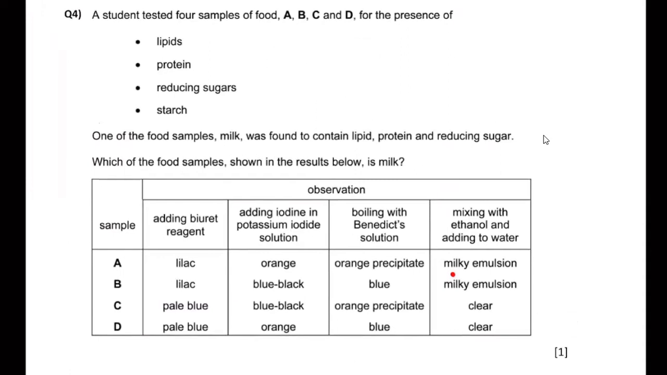A. Yes, correct. When you add biuret reagent and if protein is present, तो आपके पास lilac color आएगा, मतलब कि वही purplish या violet, ठीक है? And उसके अंदर ये भी है, reducing sugar भी है, protein भी है, starch भी है. Milk doesn't have starch, so milk will not give you a positive test for iodine. Milk has lactose in it, so lactose is a reducing sugar, so you will get orange precipitate.